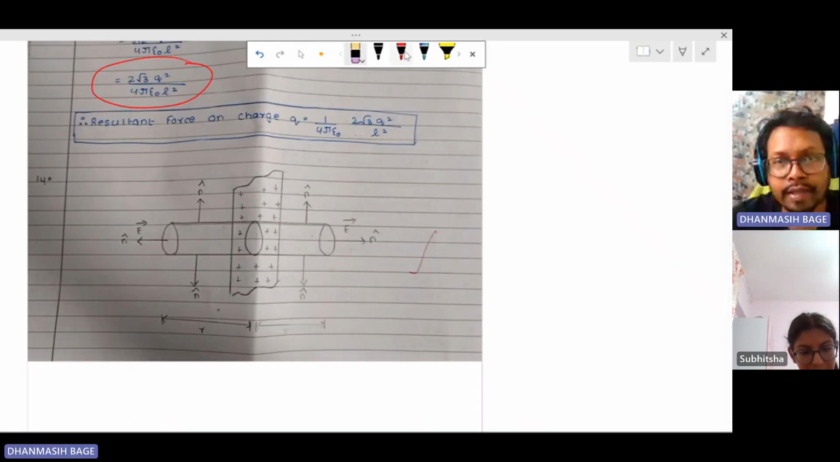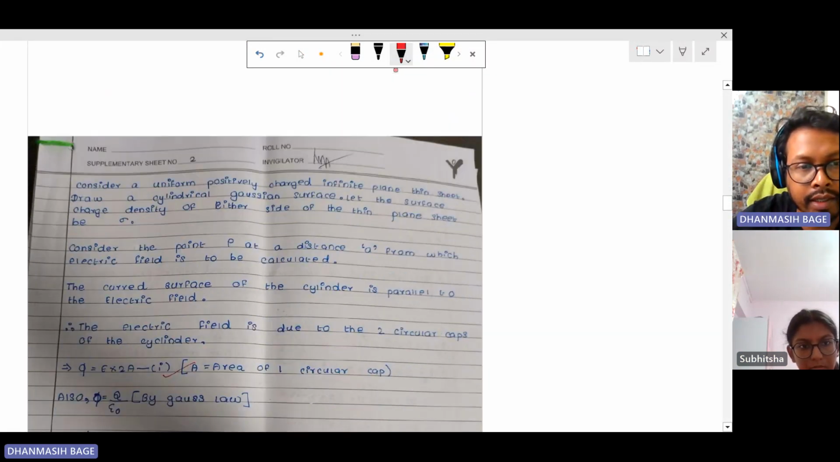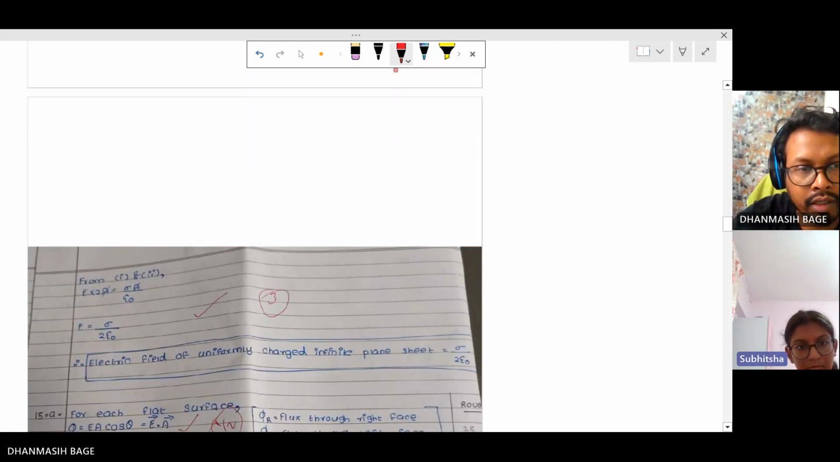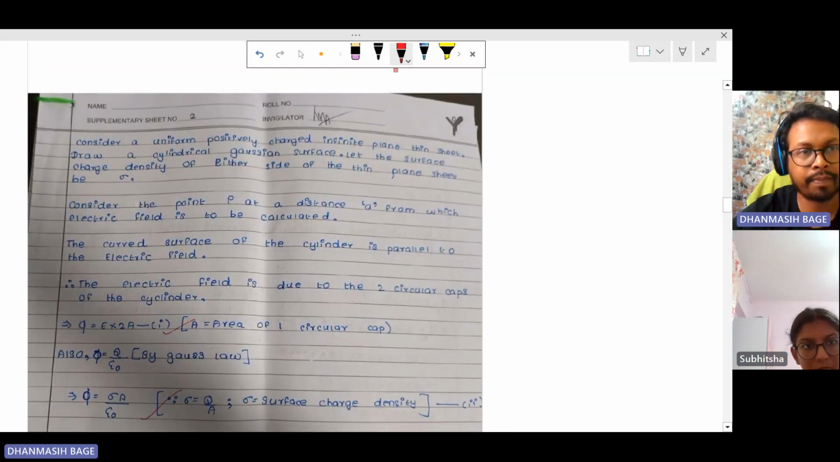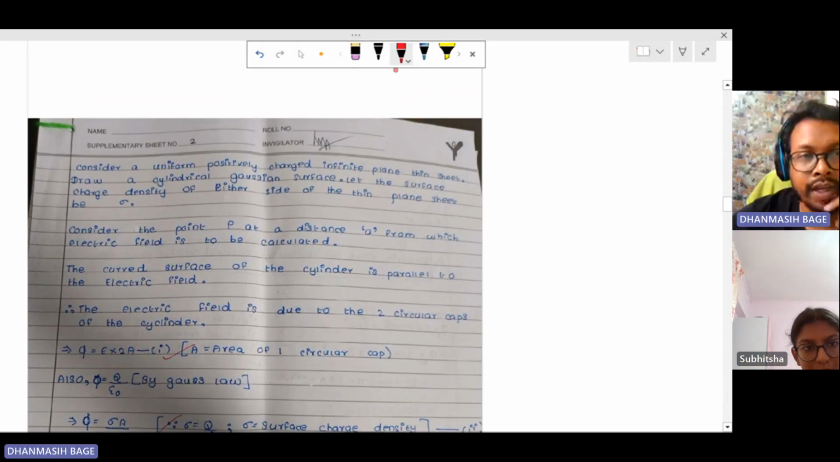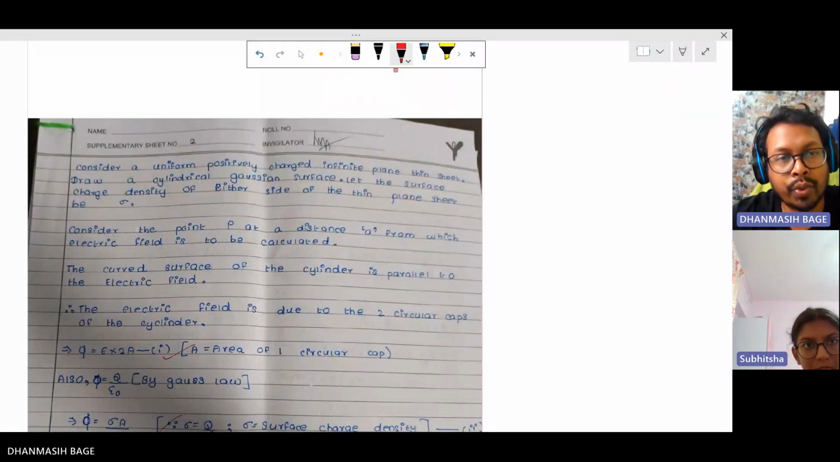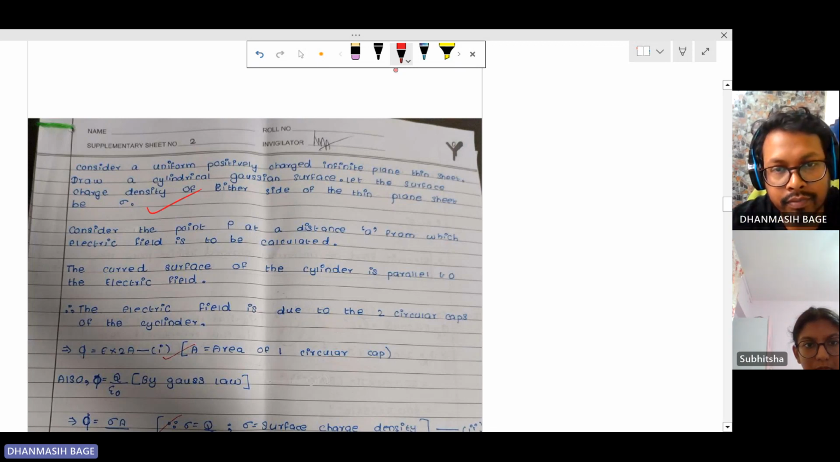Okay. In this case, the diagram is perfectly all right, and everything's all right. Here I missed one thing. Consider a uniformly positive charged infinite plane thin sheet. Draw a cylindrical Gaussian surface. Let the surface charge density on either side be sigma. This is correct. Consider the point P at a distance A from which electric field is to be calculated. Correct. The curved surface of the cylinder is parallel to. Okay.